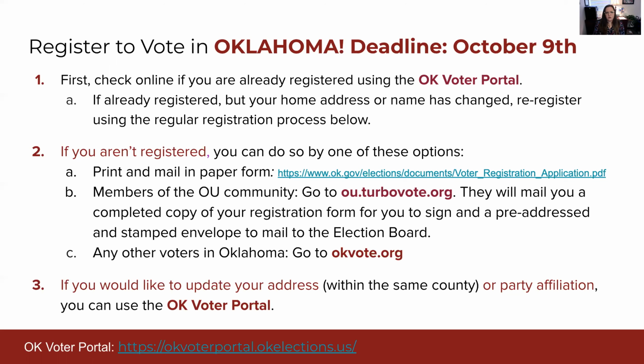If you aren't connected to the OU community in some way, there's another tool called OK Vote, which does a very similar thing to TurboVote. They will mail you your pre-filled out form and a pre-addressed and pre-stamped envelope to send back to the election board. I'll make one note too: if you are registered and just need to change your address because you've moved within the same county, or you would like to update your party affiliation, you can do that online. You don't have to do another paper form. That can be done on the Oklahoma Voter portal.